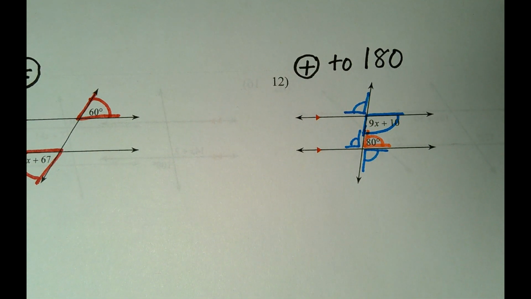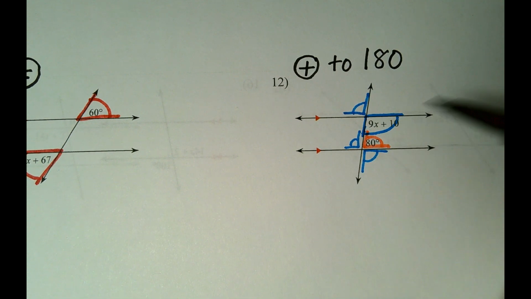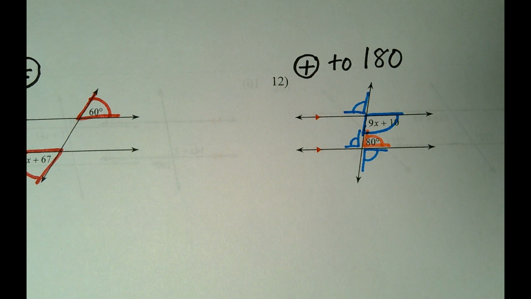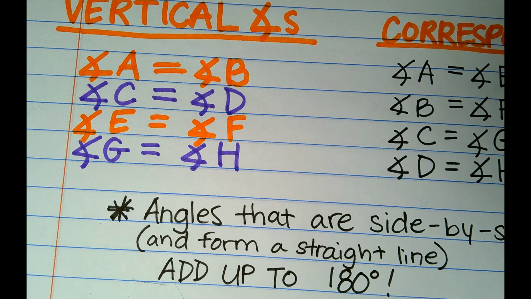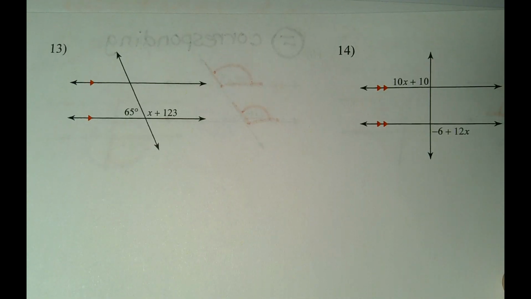If you're just curious, I'll give you the names. These are called same side interior angles. You don't have to know it though. Okay, let's see. Number 13.